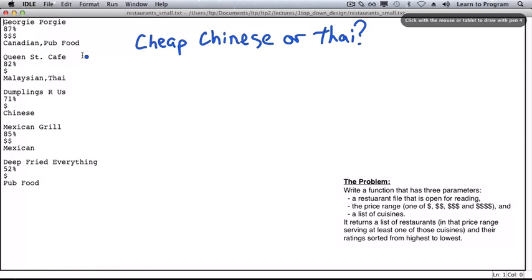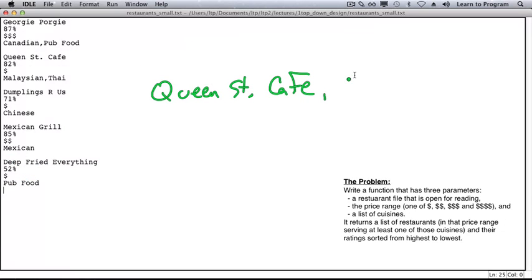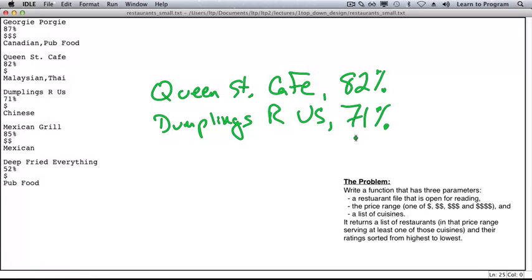Well, the cheap restaurants are Queen Street Cafe, Dumplings R Us, and Deep Fried Everything. Of those, Deep Fried Everything serves pub food and not Thai or Chinese. That leaves Queen Street Cafe and Dumplings R Us. The higher rated one is Queen Street Cafe, and so we'll want to return a list like this.